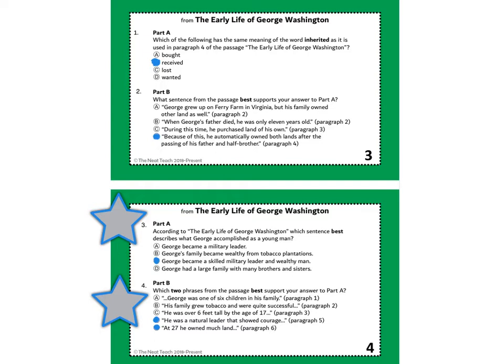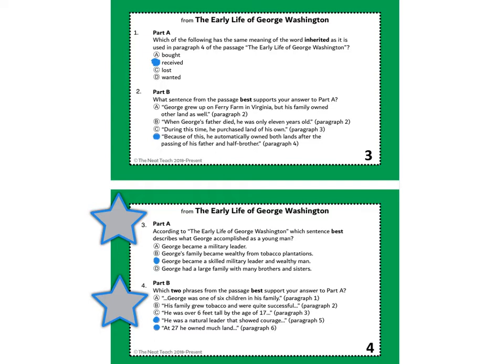So number 3, part A. I've placed a star by number 3 and 4 because these are two that were commonly missed questions. Number 3 says, according to The Early Life of George Washington, which sentence best describes what George accomplished as a young man? The best answer, based on the text, is C: George became a skilled military leader and wealthy man.